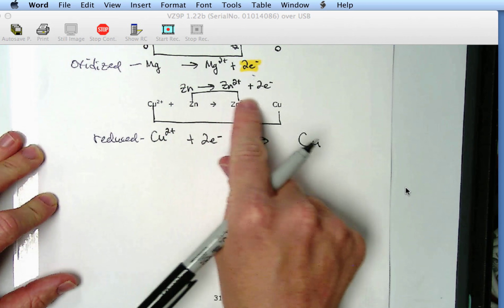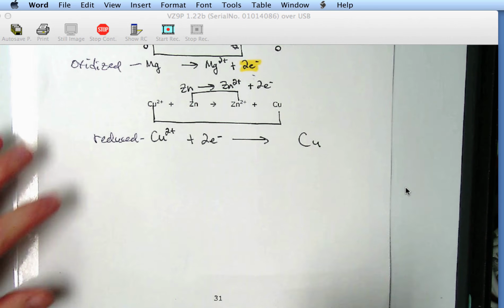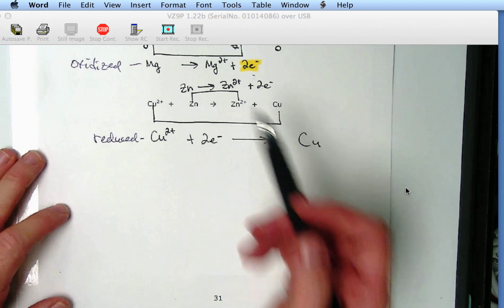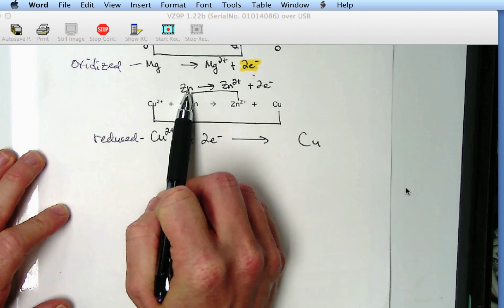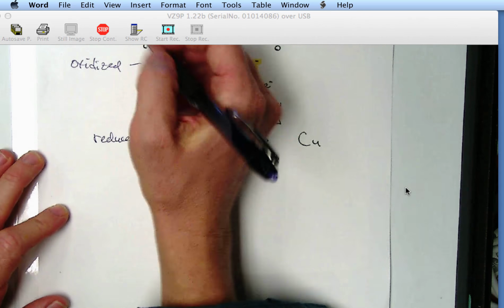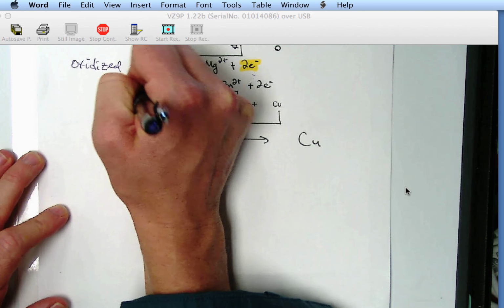So that's your half reaction. Not that you have to have it, but it shows you that you're losing electrons with zinc. So because you're losing electrons with zinc, that's getting oxidized.